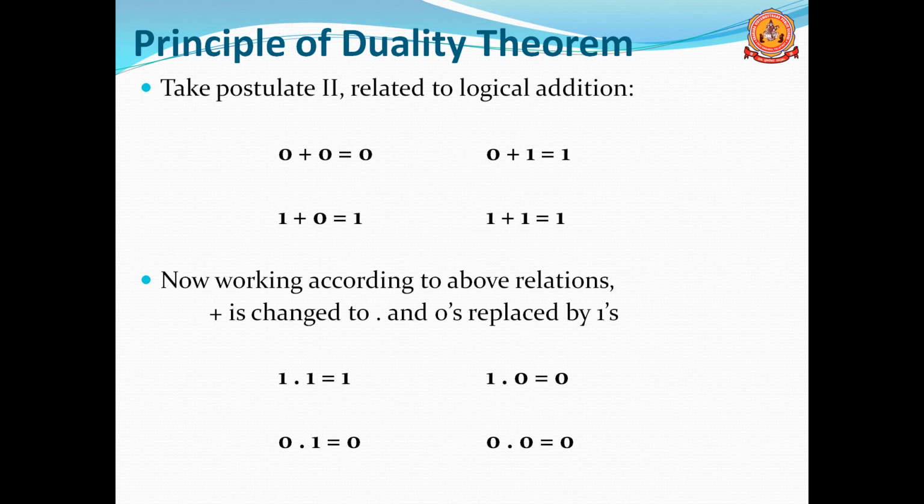The next one is 0 plus 1, so it is 1 dot 0 equal to 0. Next, 1 plus 0 equals 1 can be changed into 0 dot 1 equals 0. The last one is 1 plus 1 equals 1. Here 1 is changed to 0, plus is changed to dot, 1 is changed to 0, and finally 1 is changed to 0. So 1 plus 1 equals 1 is changed to 0 dot 0 equals 0. This is known as the principle of duality.